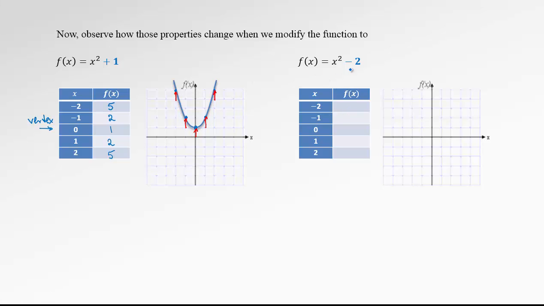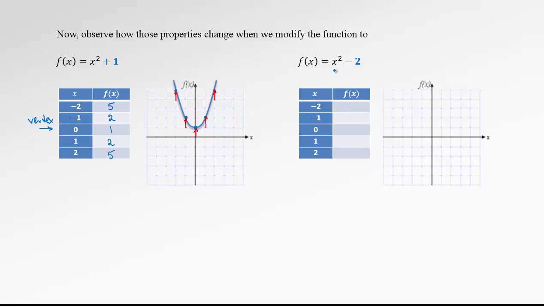Let's observe the second function. Again, we start with x squared, but then we subtract 2. Can you predict where the shape of the basic parabola will be moved? Yes, it will be moved 2 steps down. But to double check, let's still use our table of values to confirm.